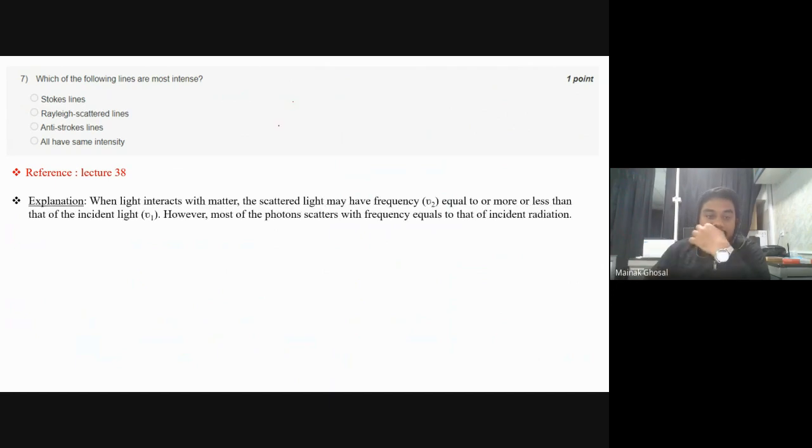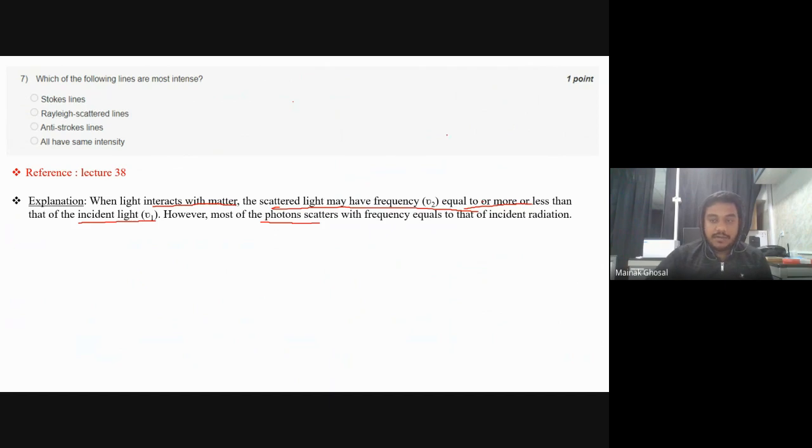So when light interacts with matter, as I have said to you, the scattered light will have frequency which is equal to or less than that of the incident light. Whenever light is interacting with matter, the scattered light may have frequency equal to, more than, or less than that of the incident light. It may be completely different or it may be the same. But most of the photons scatter with frequency equal to that of the incident radiation.